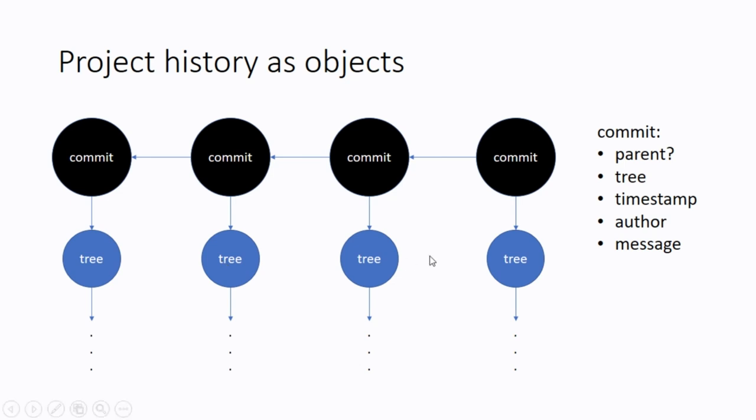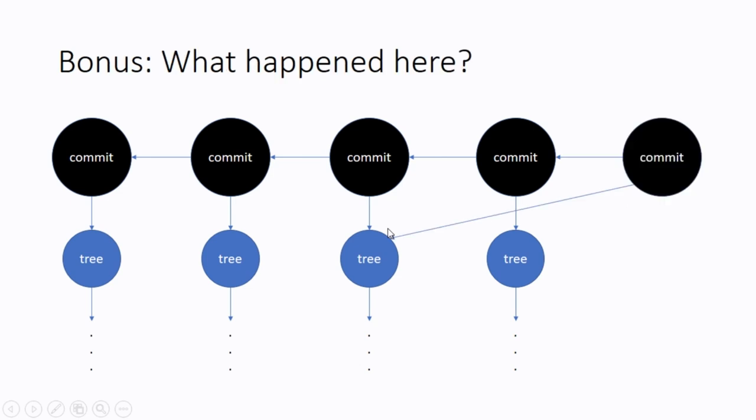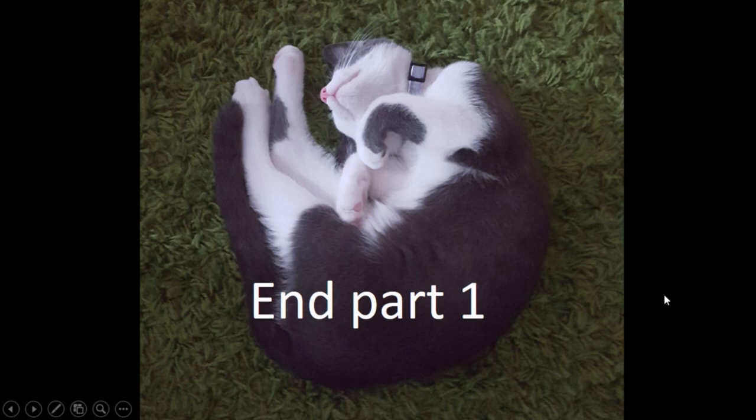So given this, can anyone guess what this implies? Revert? Yes, it reverts, because the new commit points to a tree that's identical, or project file state that's identical to the one back then. So the hash will be the same as the hash of this tree, and it points to the same tree object. And that was the end of part one.